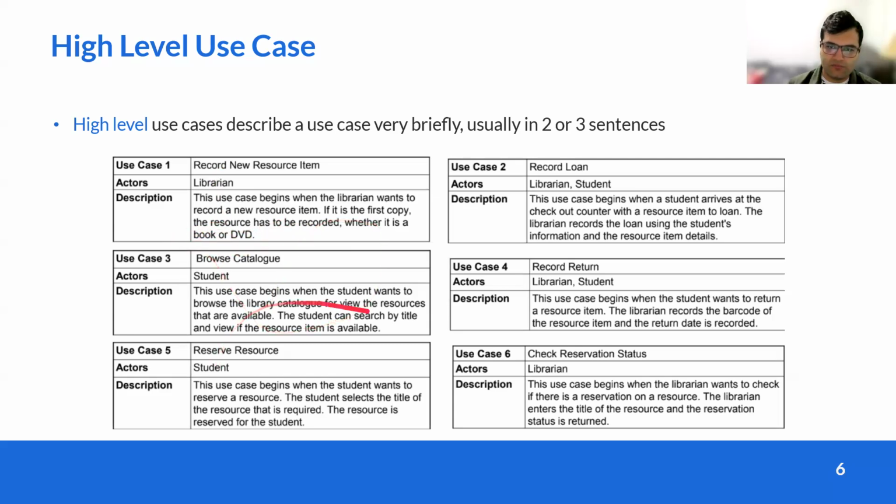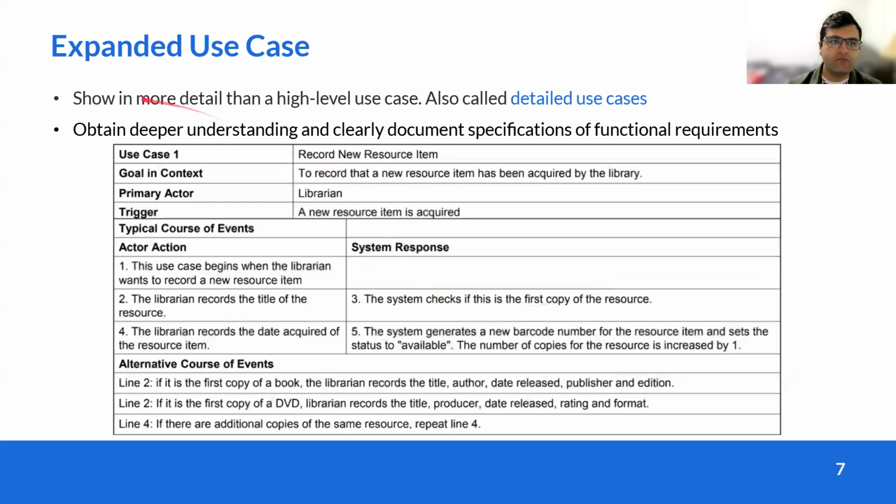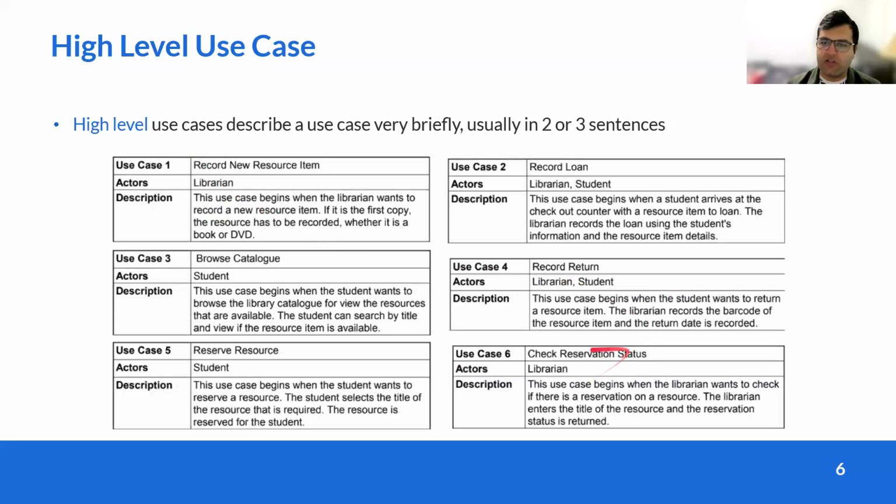And then you expand. Okay, how exactly does it do what you put in the description, right? Check reservation status. Actor is librarian. Okay, when the librarian wants to check if there is a reservation on a resource, the librarian enters the title of the resource and the reservation status is returned. So now we know this is how you check the reservation status.